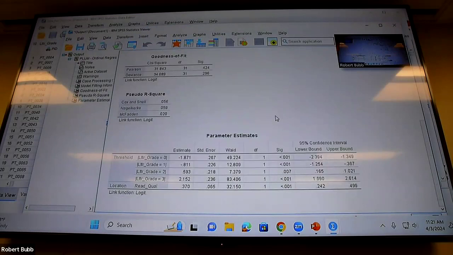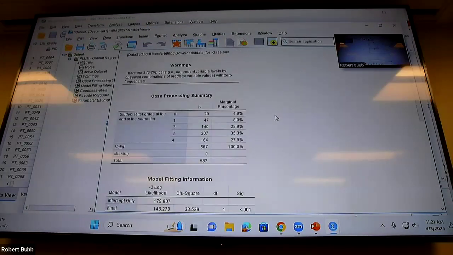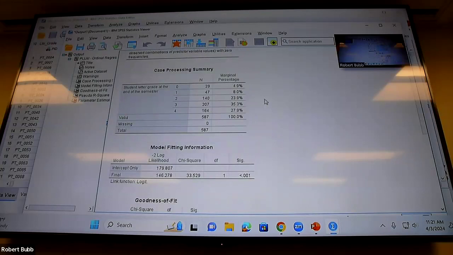All right, and that is going to be your output. The first box there is just giving you the percentages and counts. So in this case, 164 A's, 207 B's, only 29 F's, right? It gives you the relative percentages, so just a summary of your data. Again, no means or standard deviations here because your outcome is not a continuous variable. So counts and percentages make sense.